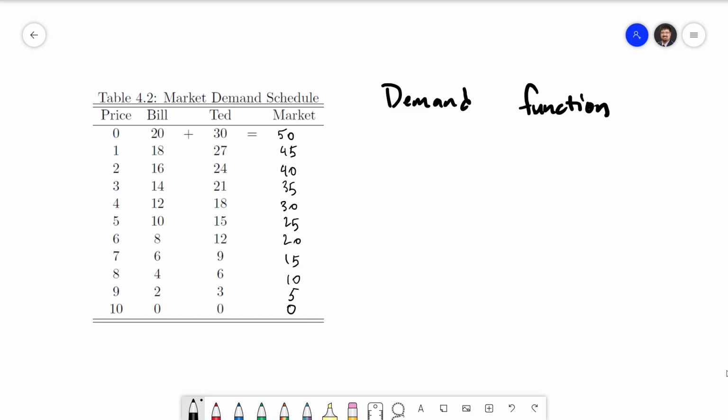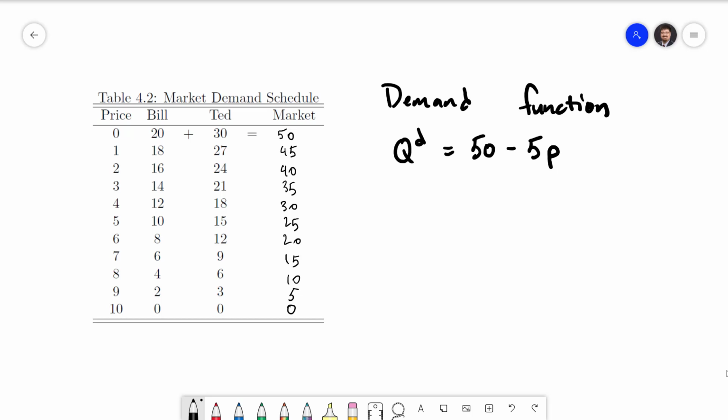The demand function is a mathematical equation that tells us the relationship between the price and the quantity demanded. I want to point out again that this is the exact same thing as the schedule and the curve, it's just another way of writing it. The demand function for our example market demand is QD, and I'm always going to use this superscript D to make sure that we know this is the quantity demanded, equals 50 minus 5P.